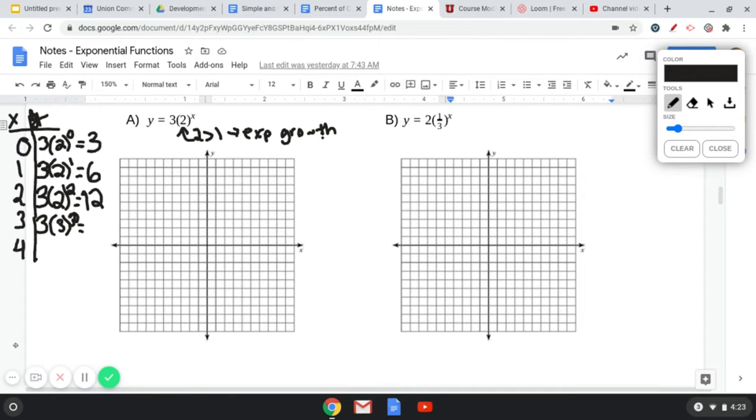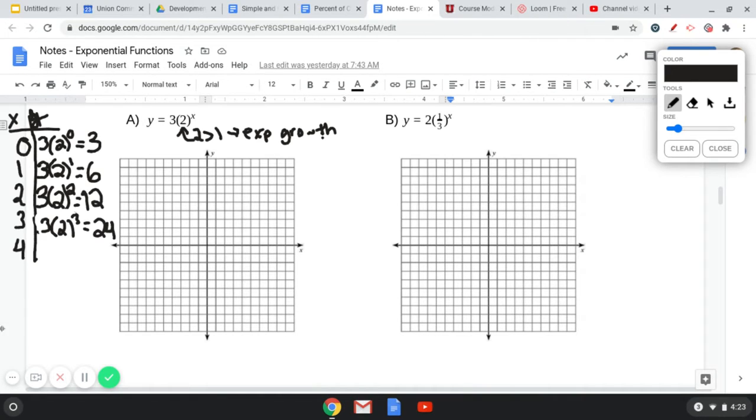Excuse me, I made a mistake, didn't I? This should not be a 3 in this. We're taking 3 times 2 to the power of x. So this should be 3 times 2 to the power of 3. There we go. So 2 cubed is 8, and 3 times 8 is 24.